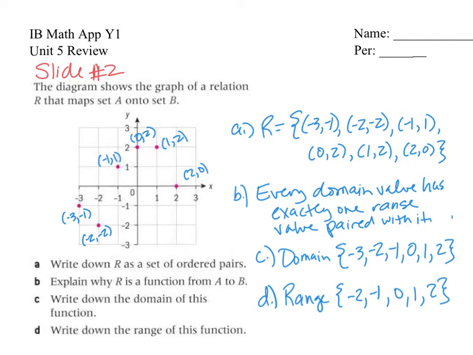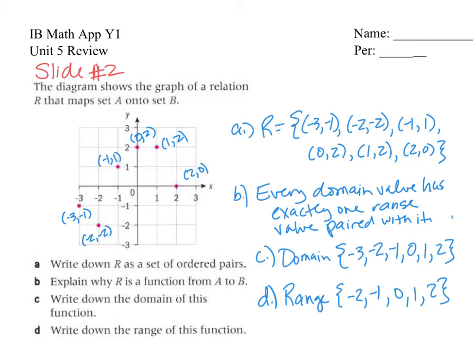So let's look at this first problem that says, the diagram shows the graph of a relation R that maps set A onto set B. Remember, a relation is any set of ordered pairs. The first letter A says write down R as a set of ordered pairs. So notice that I use set brackets since we were asked to write it as a set.